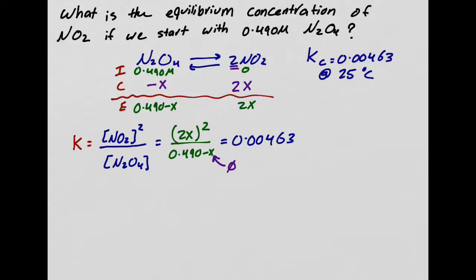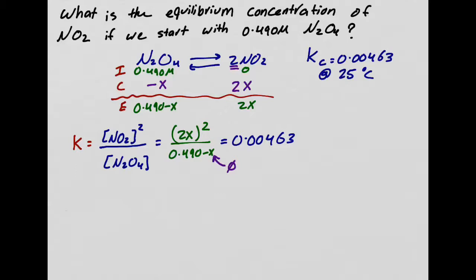But Kc is really small. It's less than 1. We know that not much product is going to be formed probably. So I'm going to assume this x is 0. And on my exam, 90% of the time, 99%, you can assume that this x is 0, because I want to make the math simpler for you. So then this problem is no problem, right?